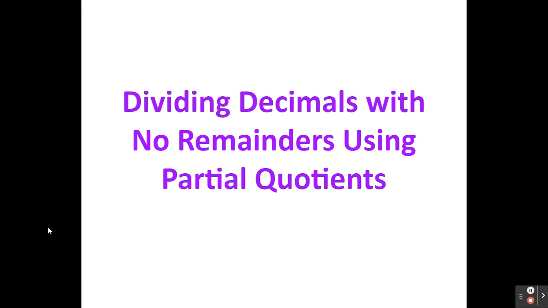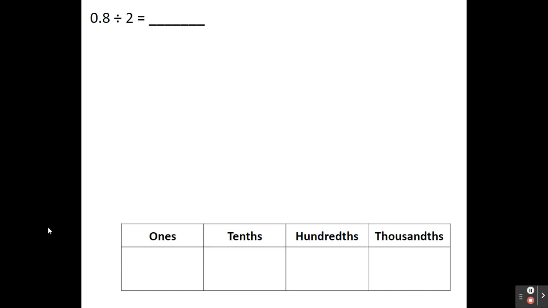Today we'll be dividing decimals with no remainders using partial quotients. Let's start with 8/10 divided by 2/1.